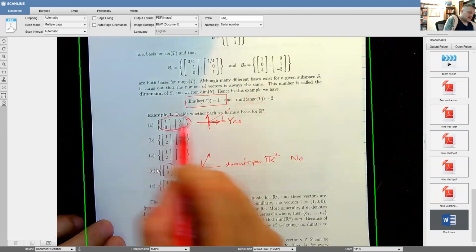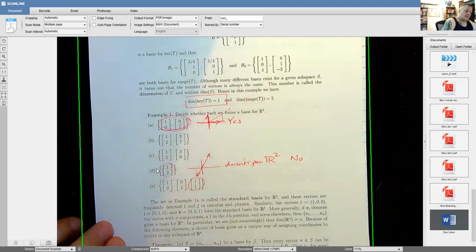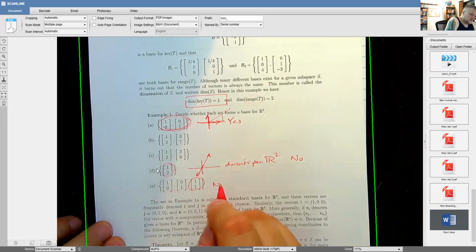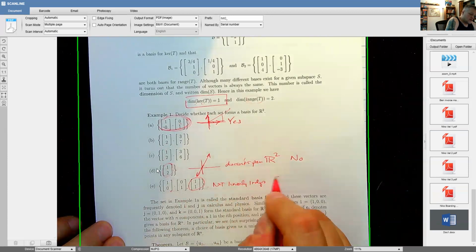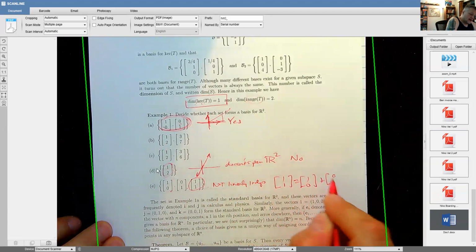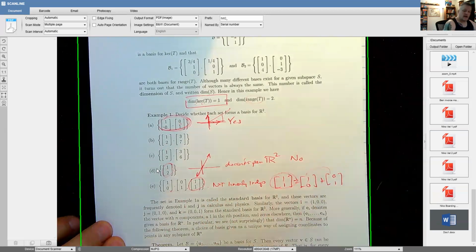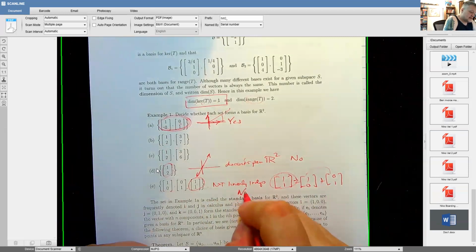But since that spans, this can't be a minimal spanning set. It contains that vector, and so this is not linearly independent. In fact, the third vector there is the sum of the other 2. So it can be written as a linear combination of 2 of them already in the set. And so it's not a basis.